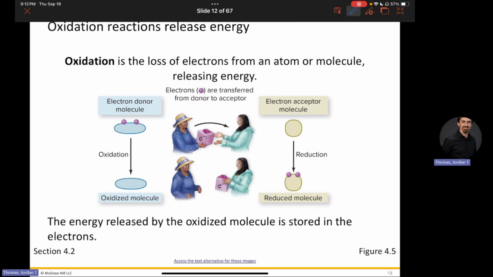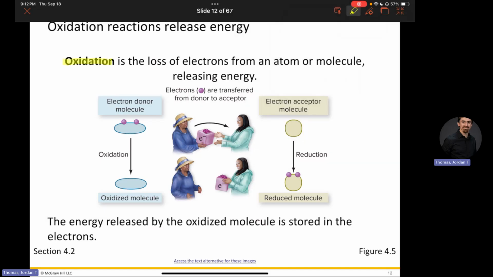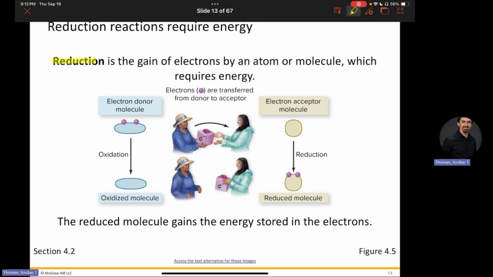So again, I kind of went over this before these slides, but in oxidation, we're losing electrons. And that losing electron releases energy. So when something's oxidized, it loses electrons, and that loss of electrons releases energy because energy is stored in the electrons. Versus in our next example, reduction, reduction is gaining electrons, which requires energy.